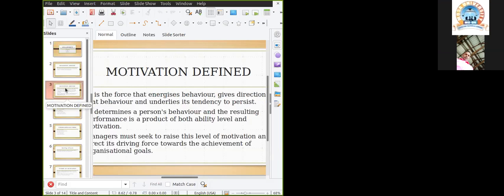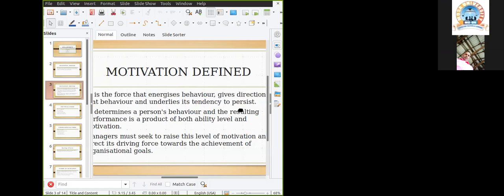Okay. Now, in order to appreciate further, or to build a foundation further as to what motivation is all about, we can also say that motivation is the force that energizes behavior, gives direction to behavior, and underlies its tendency to persist.